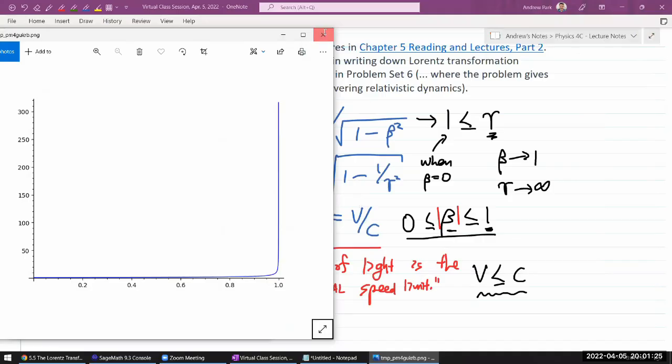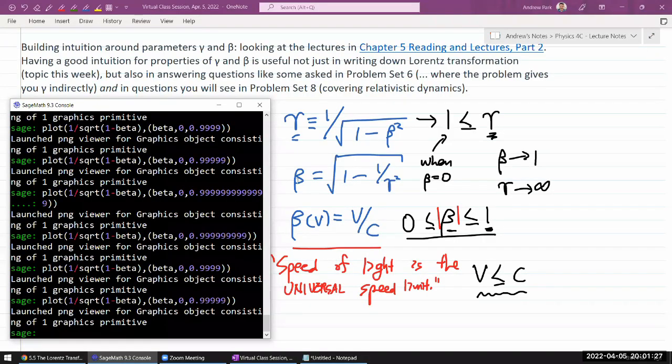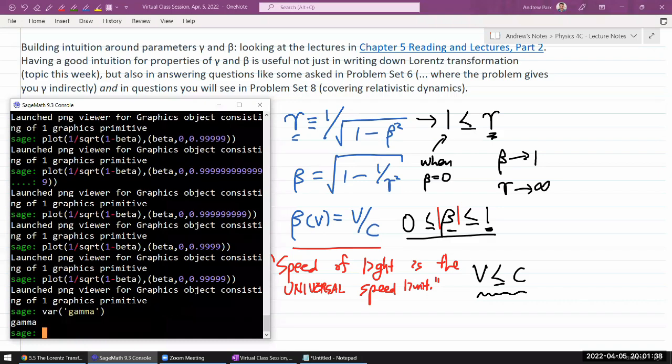What you will see much better behaved is beta in terms of gamma. So let me plot beta as a function of gamma. So let me declare variable gamma again. And let me just plot square root of 1 minus 1 divided by gamma squared. Oh, wait, sorry. When I was plotting gamma, this should have been squared.